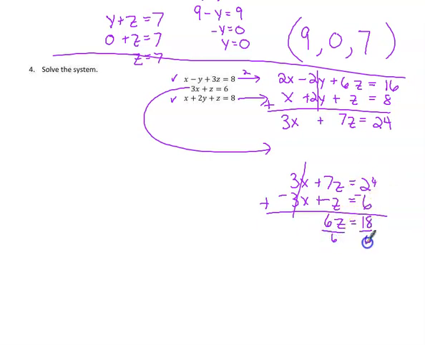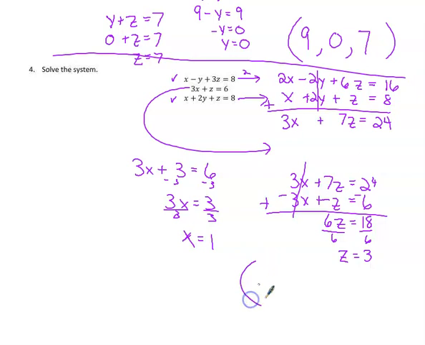Divide by 6, divide by 6. We've just solved for one of our three letters. Z is 3. Now, which row? Since we have z, I don't want to do one that has x and y, but if I look at the middle row, we had 3x plus z. Well, z we know is 3, equals 6. So I can solve for x now. Subtract 3, subtract 3. 3x is equal to 3. Divide by 3, divide by 3. X is equal to 1.